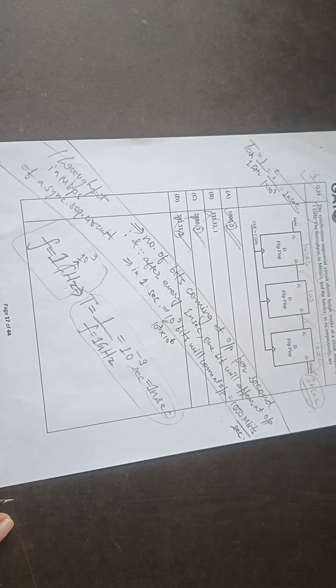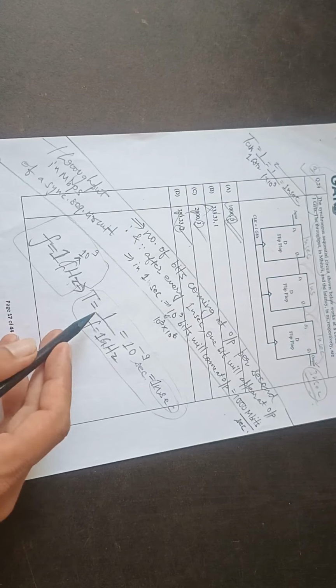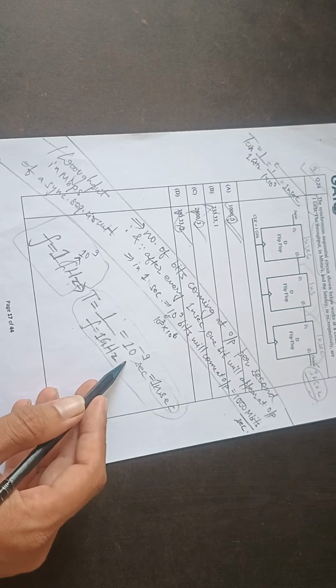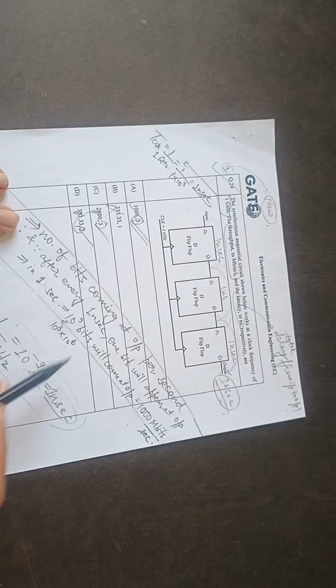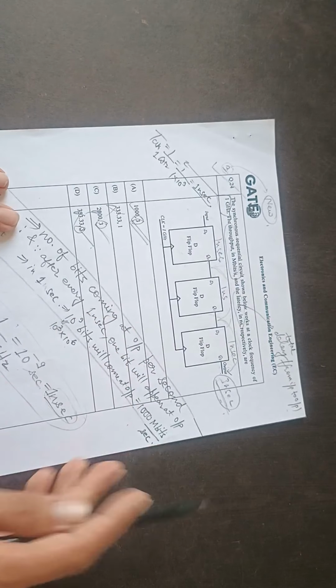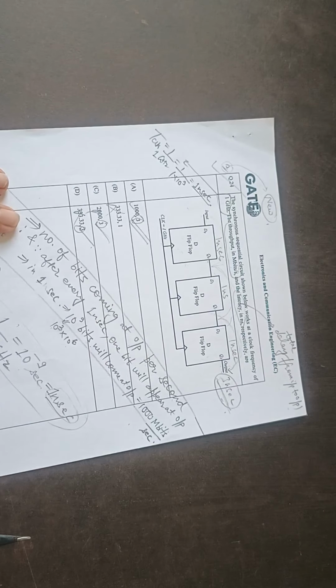Okay, so frequency is 1 gigahertz, so time period is 1 upon frequency, which is 10 raised to power minus 9 second, so 1 nanosecond. So time period is 1 nanosecond, so total this is 3 nanosecond. Okay.